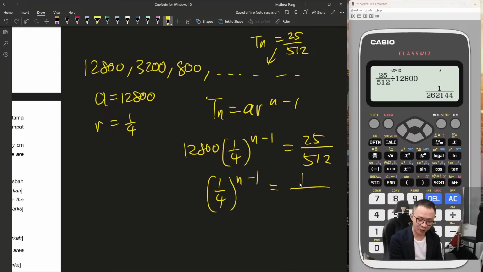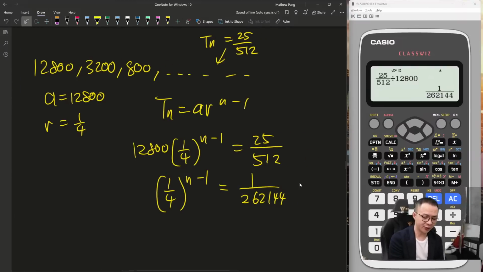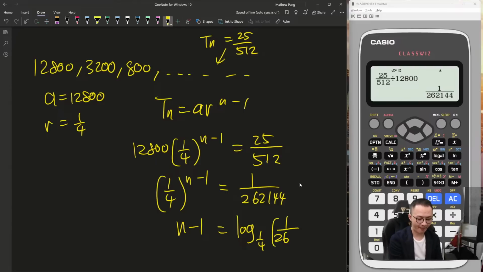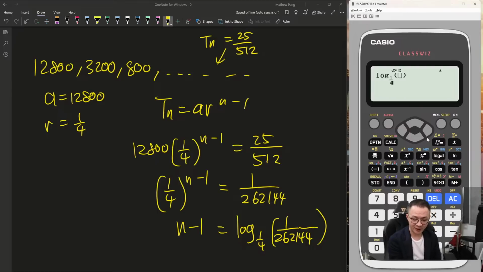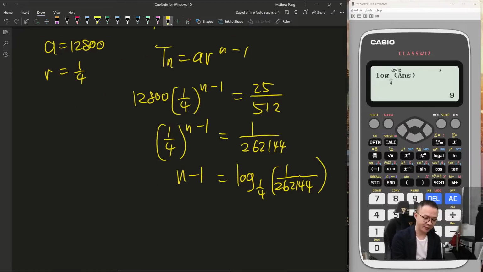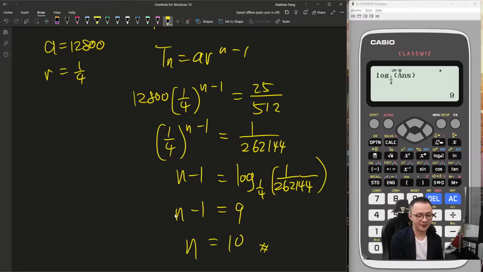So this is 1 over 262144. Okay, in order to get the n minus 1, I will just take the log base 1 over 4 of 262144. Then I insert my answer. It's 9. Then n minus 1 equals 9, n equals 10. Done. This one just needs a log.